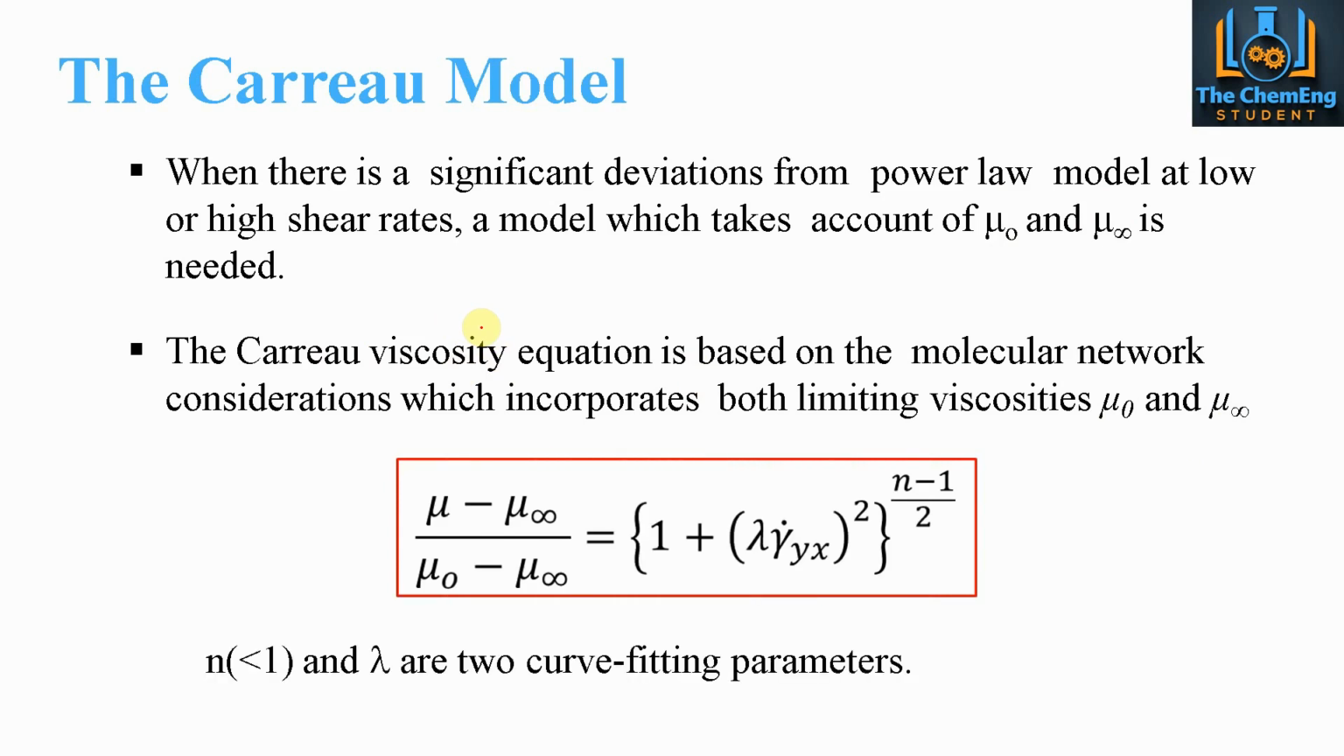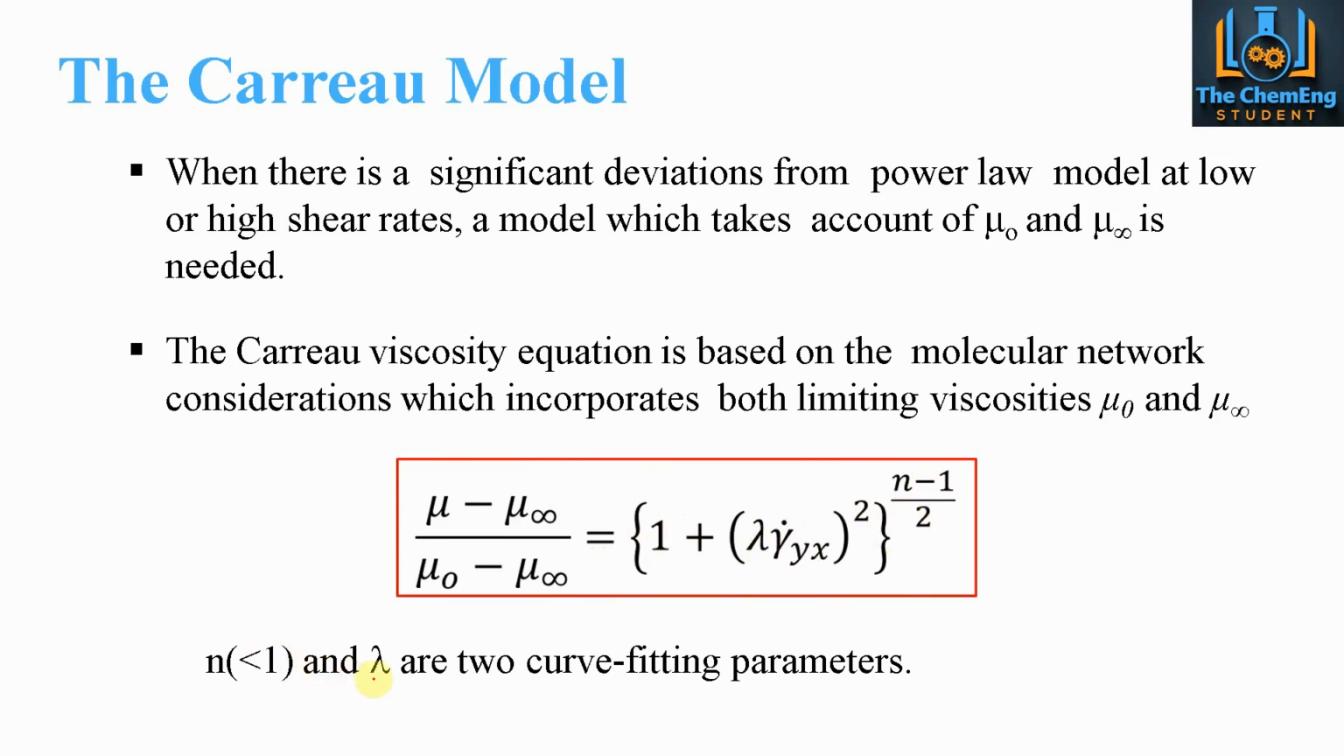Now it's expressed as follows. We have our viscosity at any given point in the system minus the infinite viscosity, divided by the zero viscosity minus the infinite viscosity. And that is equal to, now this is the curve that we could actually plot, so this is the way in which we can see what this looks like, 1 plus lambda multiplied by the shear rate to the power 2, all to the power of (n minus 1) over 2.